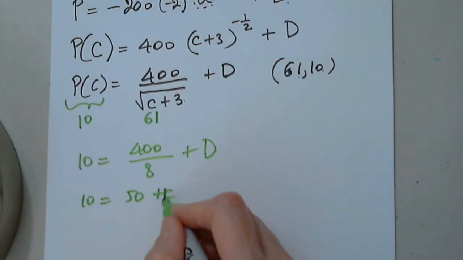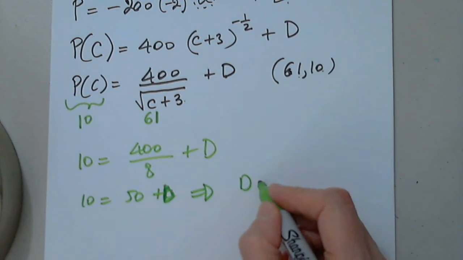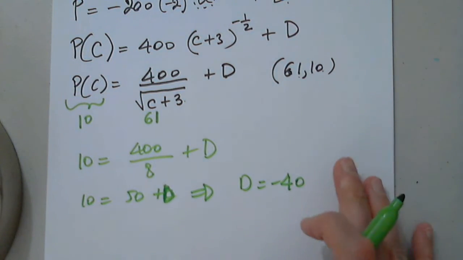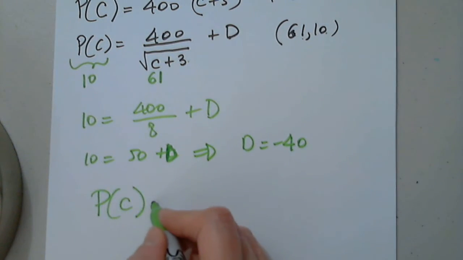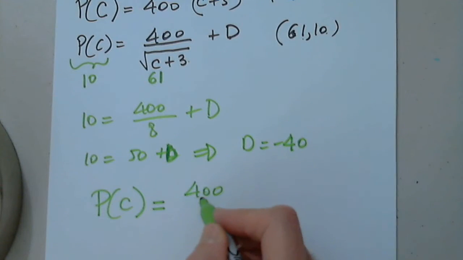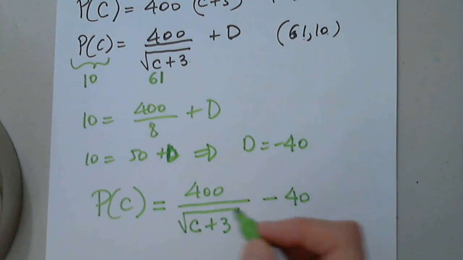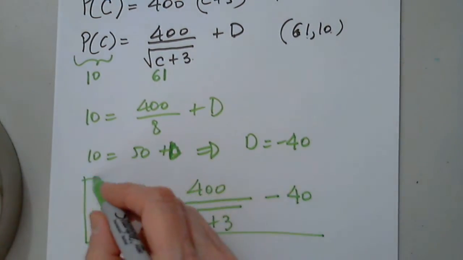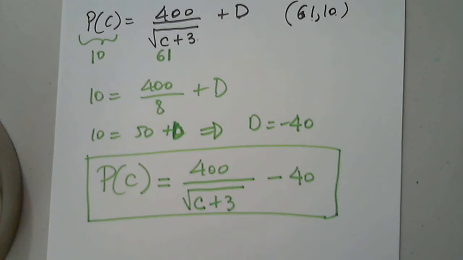So then from here, I know that d equals negative 40. I determine the profit. The profit function of the cost is 400 over the square root of cost plus 3, minus 40. And that is part A, I think. Yes. At what cost will the firm break even?